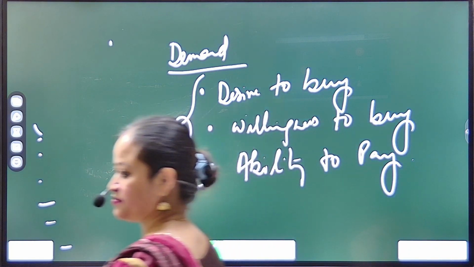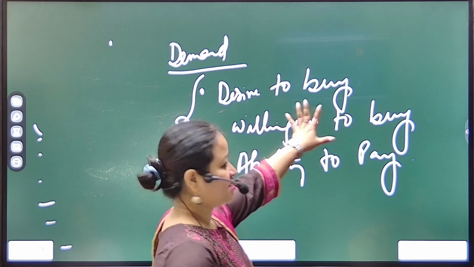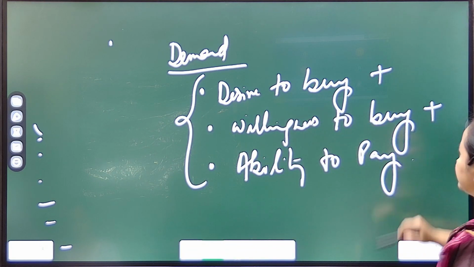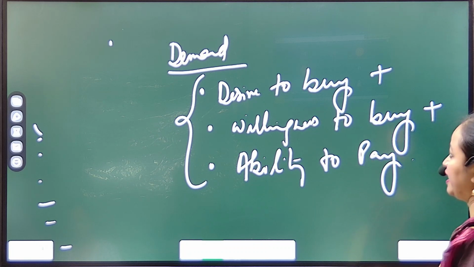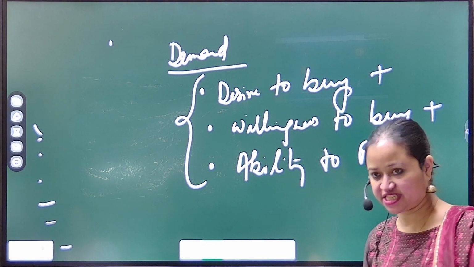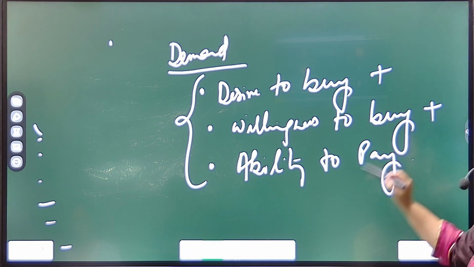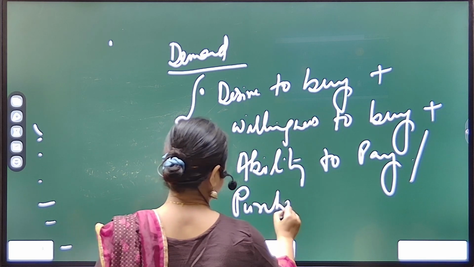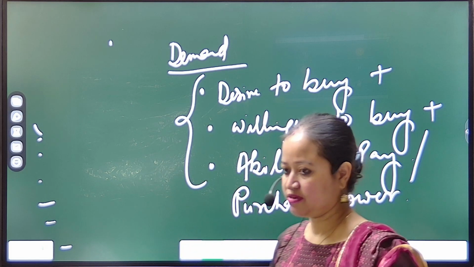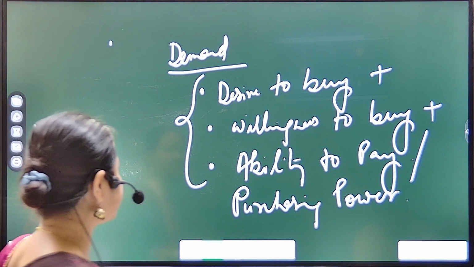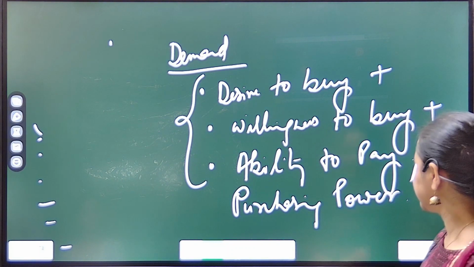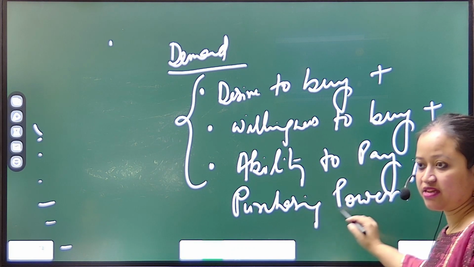Okay, we are starting with demand. Fine? So whenever we are talking about demand, demand means here desire to buy plus willingness to buy. Only desire to buy will not be enough, okay? So you have to have the desire to buy a particular commodity. You need to have willingness to buy the product, and as well as you should have the ability to pay, or we can say you should have the purchasing power. Purchasing power, right? So all these three together is demand, desire to buy plus willingness to buy plus ability to pay by the particular consumer, or purchasing power. So he should have the power to purchase.